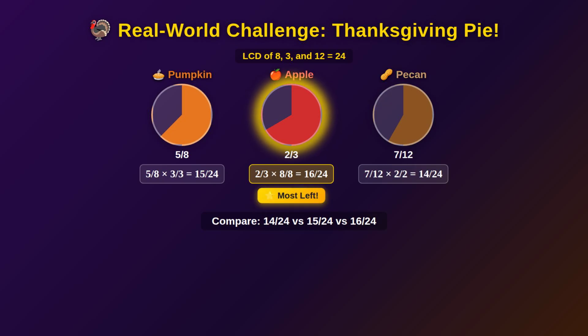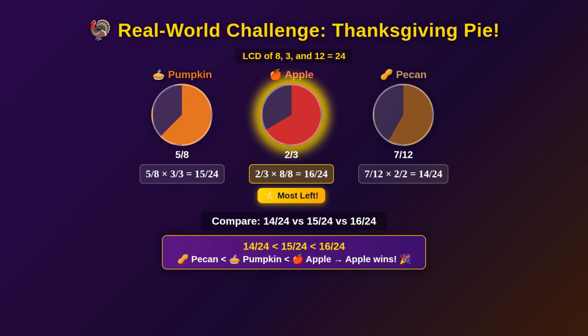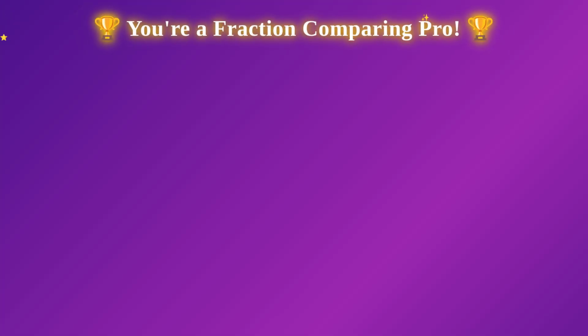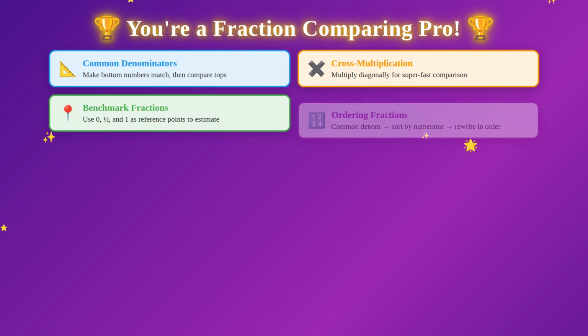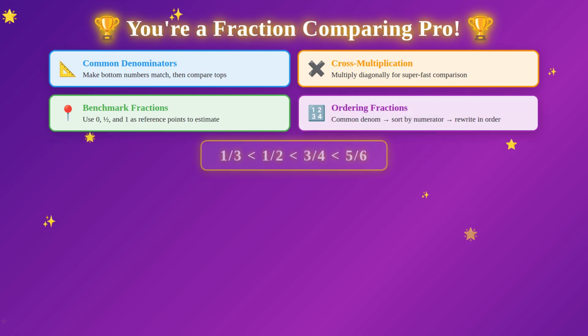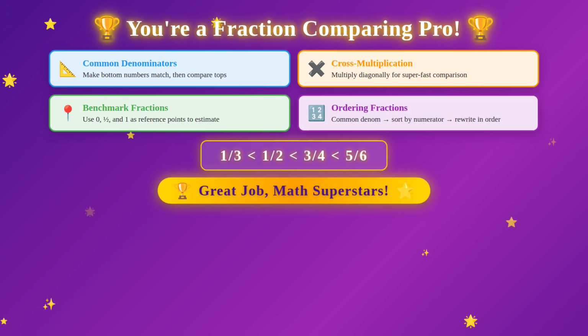Pumpkin: 5/8 times 3 over 3 equals 15/24. Apple: 2/3 times 8 over 8 equals 16/24. Pecan: 7/12 times 2 over 2 equals 14/24. Now compare. 14, 15, 16. Apple pie has 16/24, the most. Looks like the apple pie is the winner. Go grab that slice. Incredible work today, math superstars.